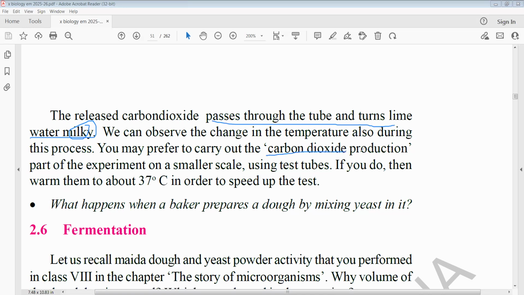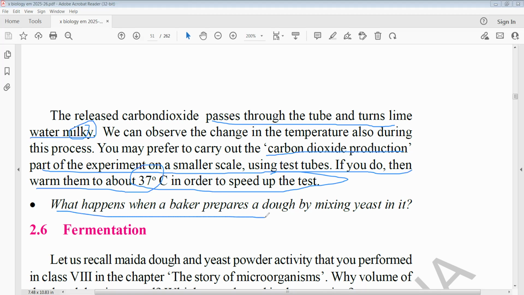The carbon dioxide production part of the experiment can be done on a smaller scale using a test tube. You warm them to about 37 degrees centigrade in order to speed up the test. What happens when a baker prepares dough by mixing yeast in it? It makes the dough swell. Yeast, Saccharomyces cerevisiae, is a fungus which makes the dough fluffy, smooth and soft due to the absence of oxygen. Already I said, next it is important.